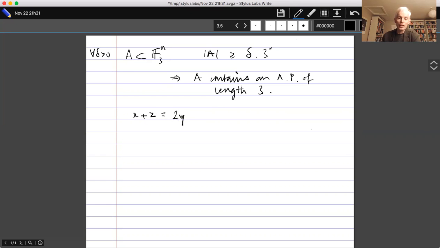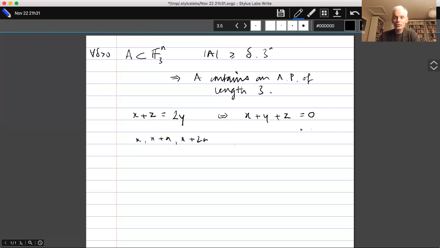Because we're in F3 to the n, 2 is the same as minus 1, so that's also the same as saying that x plus y plus z equals 0. Which in turn is the same as saying that we've got an affine subspace of dimension 1. So they're of the form x, x plus a, x plus 2a for some a, the 3 points. Okay, so to say it quickly, a dense subset of F3 to the n contains a progression of length 3, or equivalently a solution to x plus y plus z equals 0.